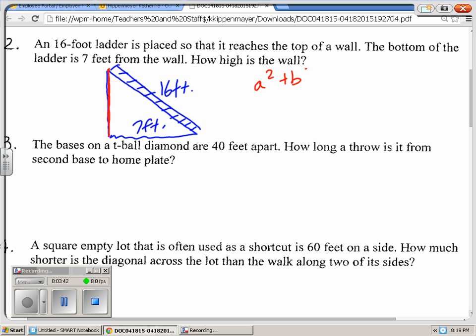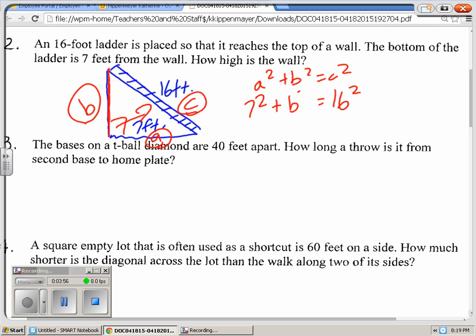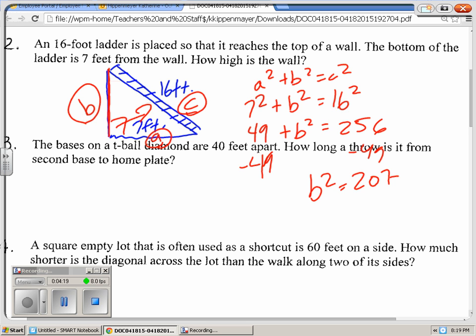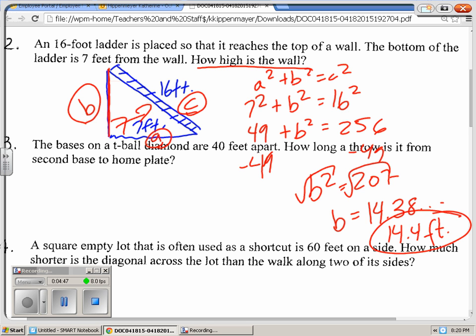So again, we write out A squared plus B squared equals C squared. The most important part is labeling C, the hypotenuse. So C is 16. It doesn't matter, I'll label this as A and this piece as B. So A is 7, B we don't know, and then we solve. So 49 plus B squared equals 16 squared, which is 256. Then we subtract 49 from each side, and then I'm going to take the square root. We get B equals 14.38, it goes on, and we round that to 14.4. Originally we were looking at feet, so it's 14.4 feet. We reread the question, how high is the wall? That is what we discovered. The wall is 14.4 feet tall.